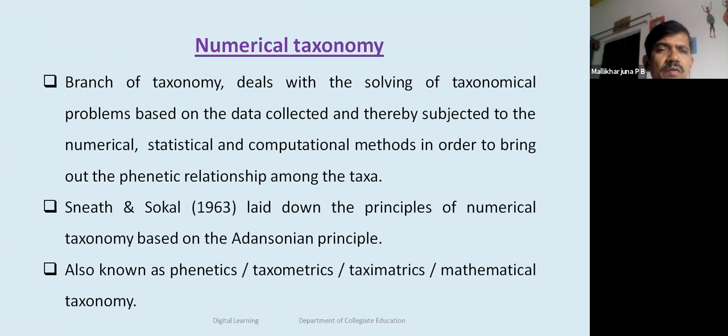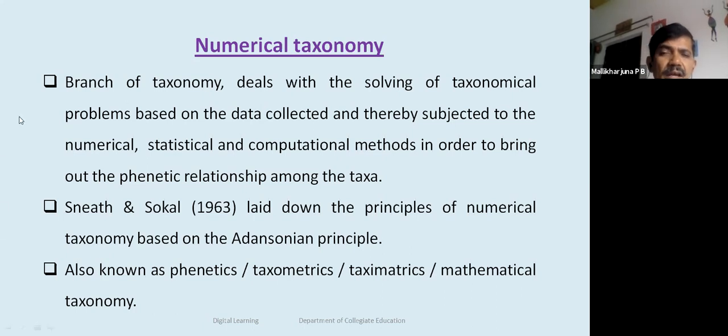Now let us go to numerical taxonomy. Numerical taxonomy is a very recent term. A lot of work is going on about numerical taxonomy, and it is a branch of taxonomy which deals with the solving of taxonomical problems based on the data collected, and thereby the data is subjected to numerical, statistical, and computational methods in order to bring out the phenetic relationship among the taxa.